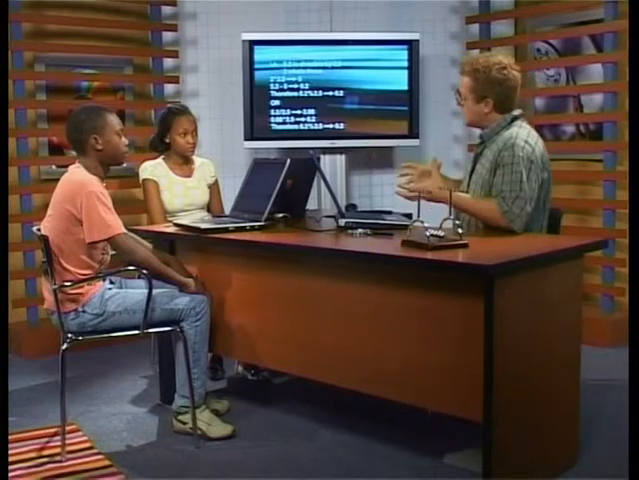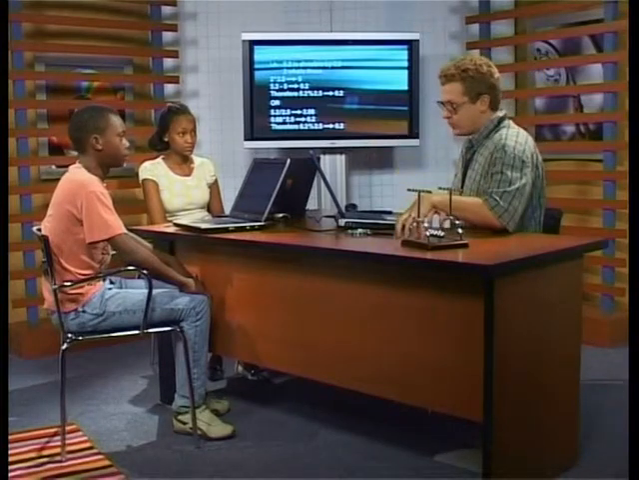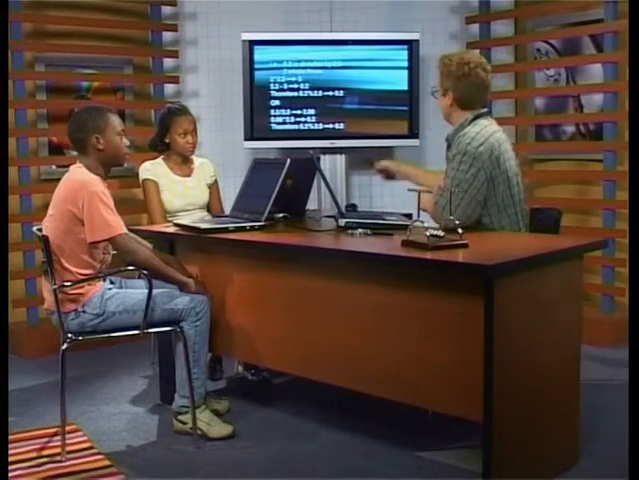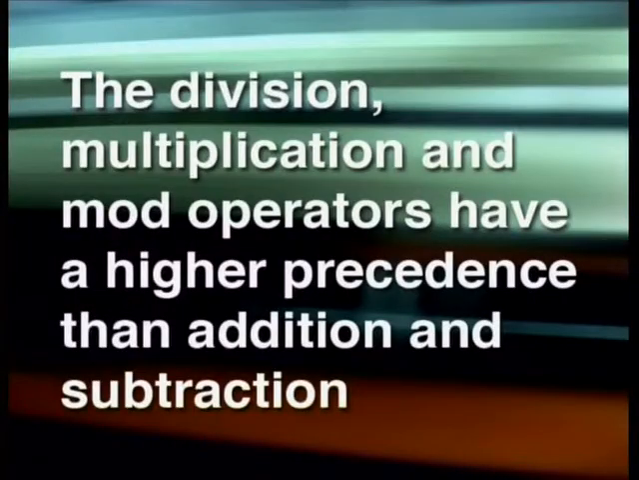Now, we usually only use this mod operator with integer arithmetic. So please remember, it gives the remainder when you have divided the first operand by the second. And just as in maths and in spreadsheets, there is a certain order to the operations as they are performed. The division, multiplication, and mod operators have a higher precedence than addition and subtraction. This means that they will be performed before addition and subtraction.